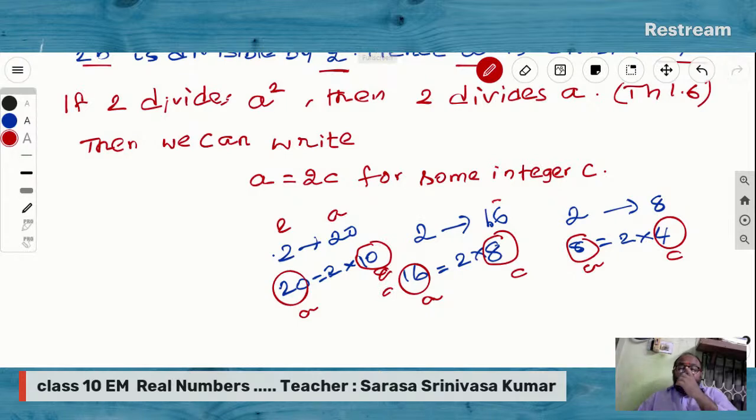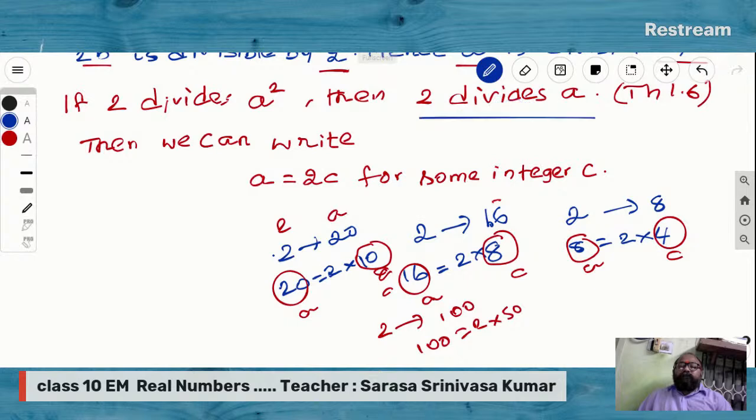If 2 divides 16, 16 can be written as 2 multiplied by 8. If 2 divides 8, 8 can be written as 2 multiplied by 4. And if 2 divides 100, 100 is equal to 2 multiplied by 50. So this is the important concept. All the students must understand this concept. If 2 divides A, then we can write A equal to 2C.